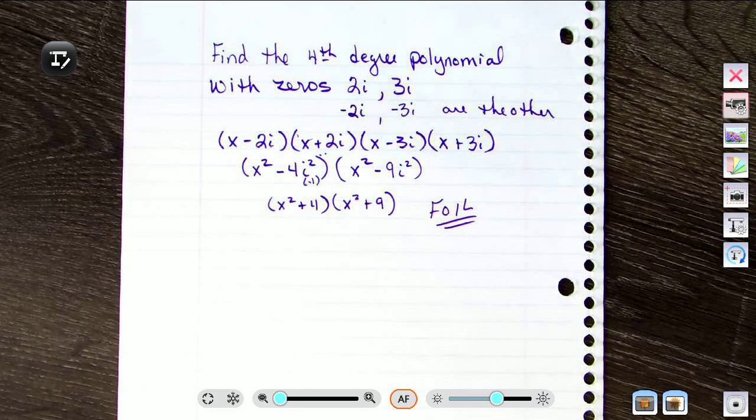But I'm going to stop here with this video and end section 3.5 here, and just remind you to be patient with yourself. Take your time, watch your signs, your positives and your negatives. They tend to cause lots of little errors. So just be careful with them, and good luck.